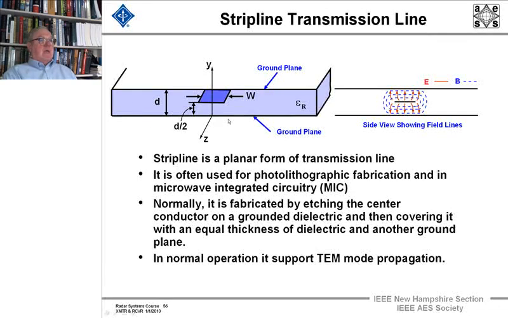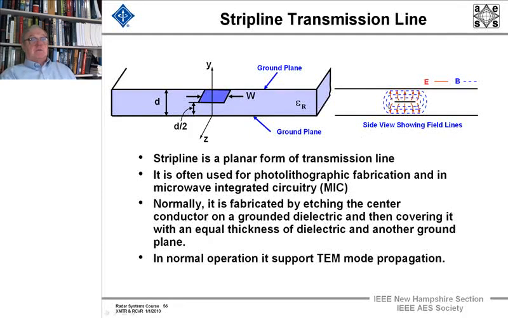What we have is a ground plane, and a strip line is a planar form of transmission line. This is a planar form. And we have a ground plane right here, and there's a dielectric between it, and that's the epsilon that characterizes it, and it has a thickness, D. And halfway through it is a conductor of width W, which is etched onto and then covered with an equal thickness of dielectric and another ground plane.